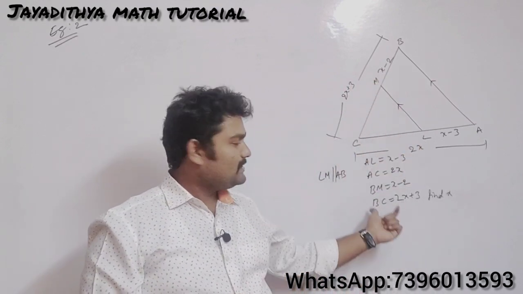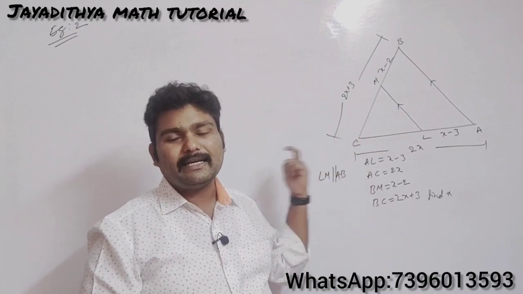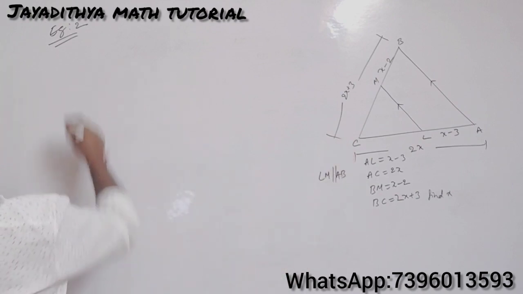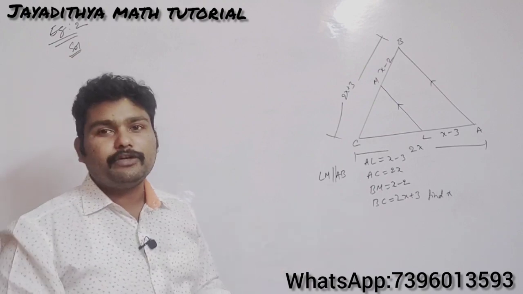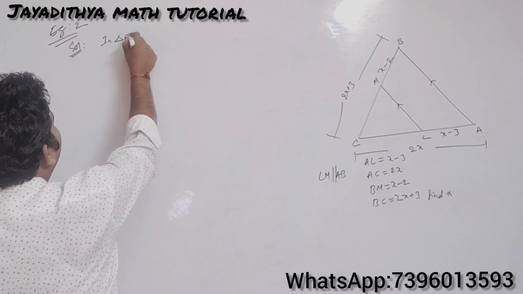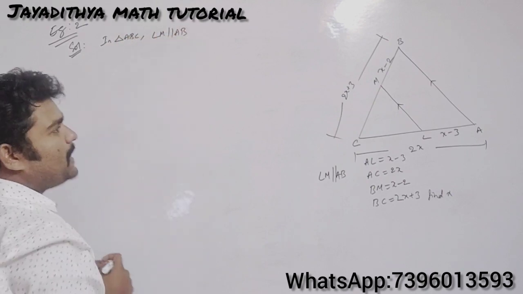Whenever you see some dimensions here, try to write them in the figure correctly. If you write them correctly in the figure, then your problem is almost done. So what is the first condition he has given? Let us solve for x. Here our question is that you need to find x. So in triangle ABC, he has given that LM is parallel to AB.